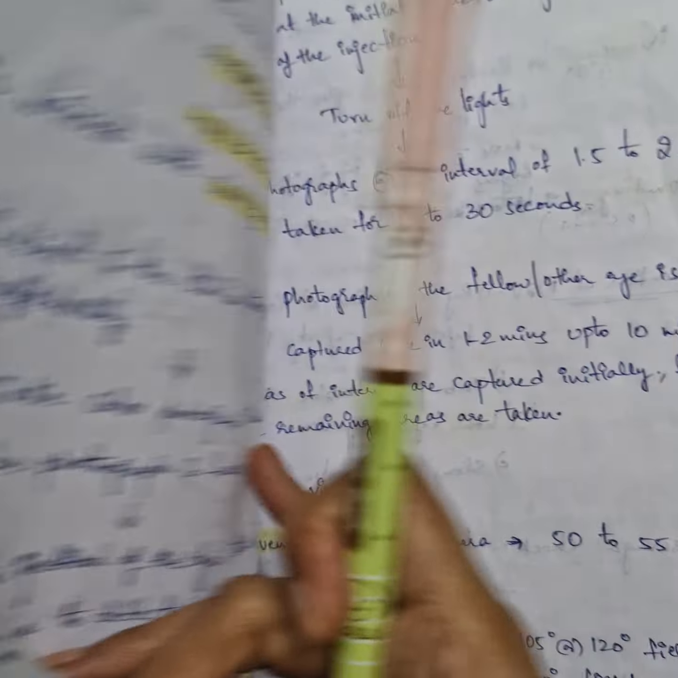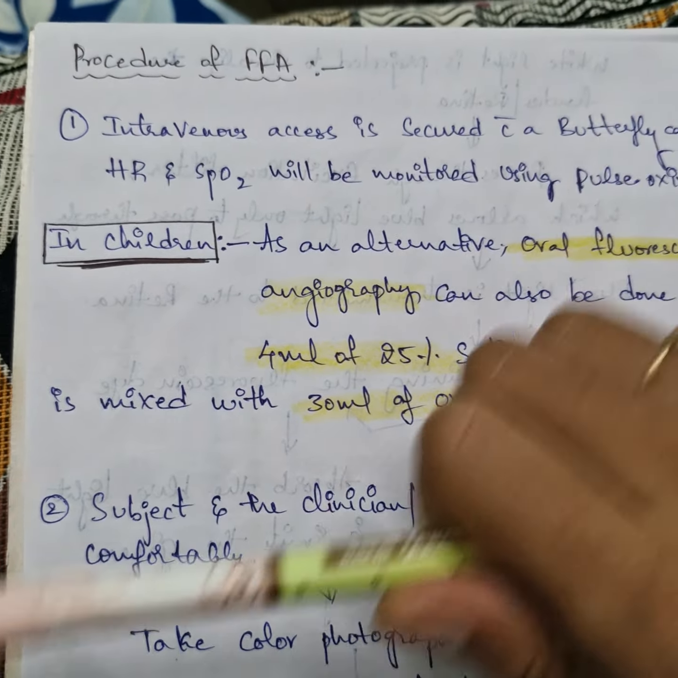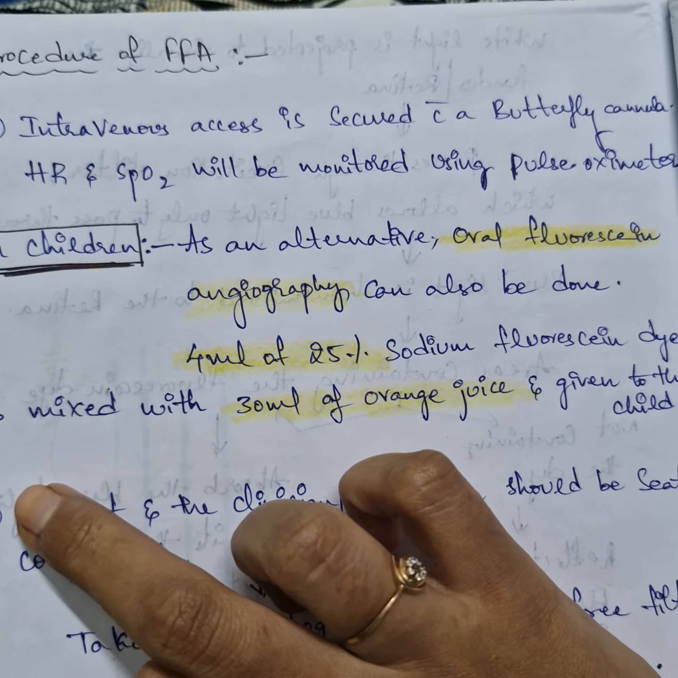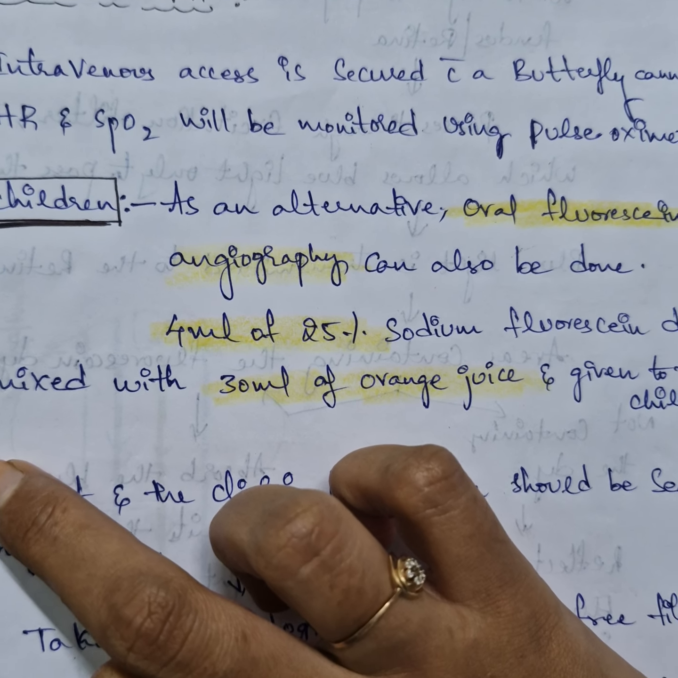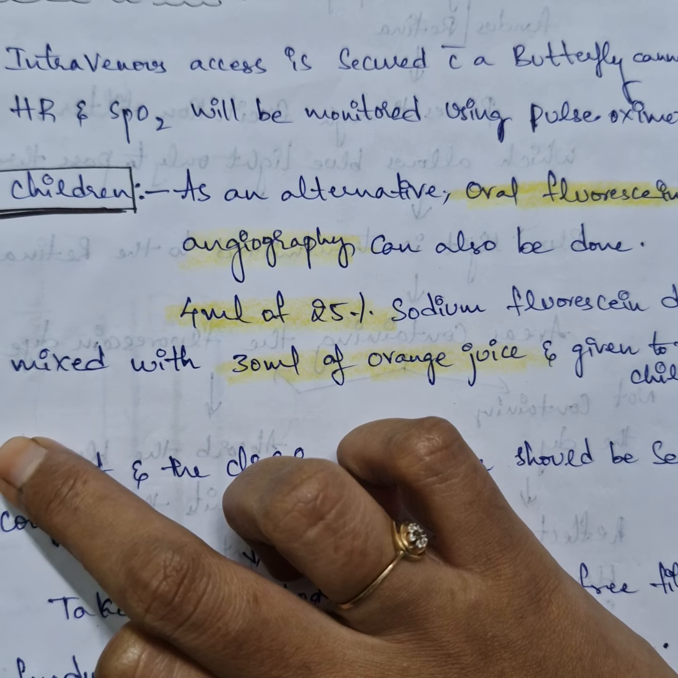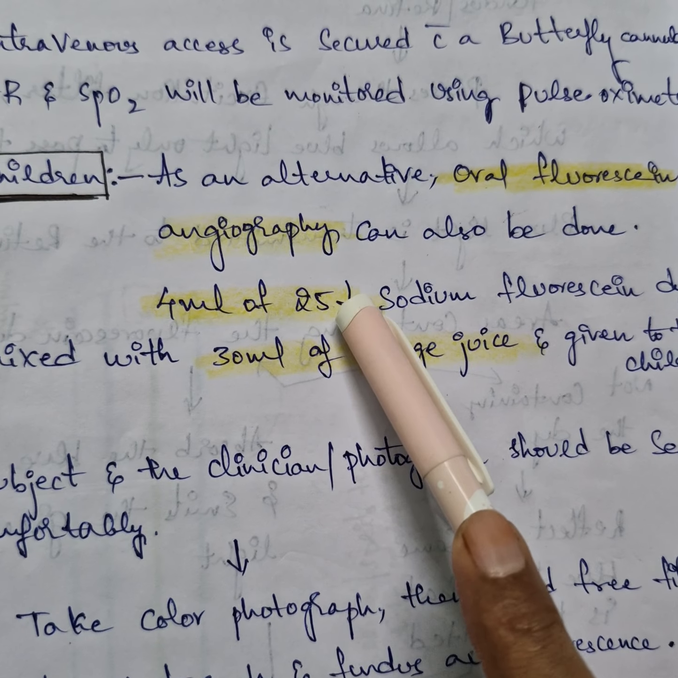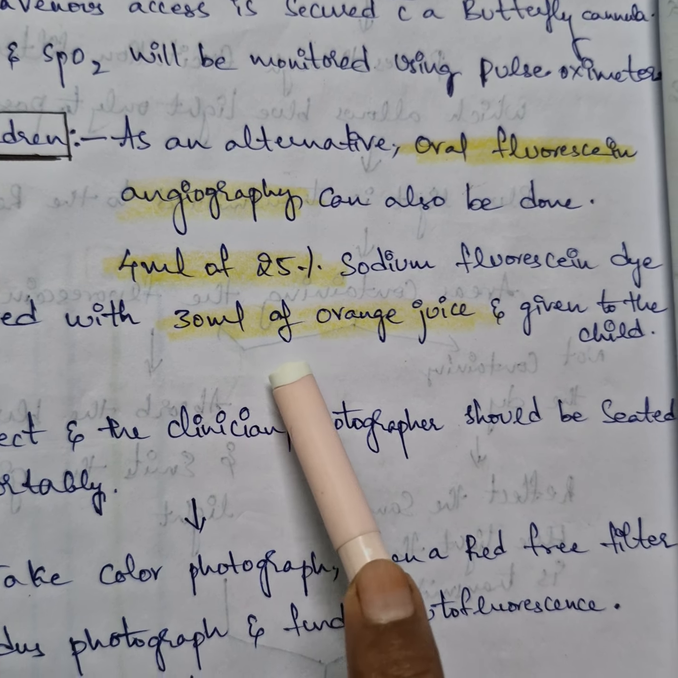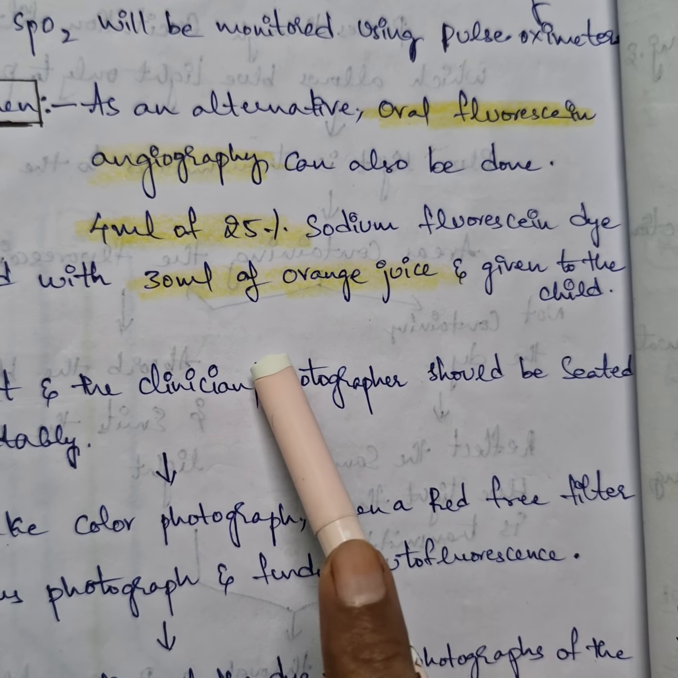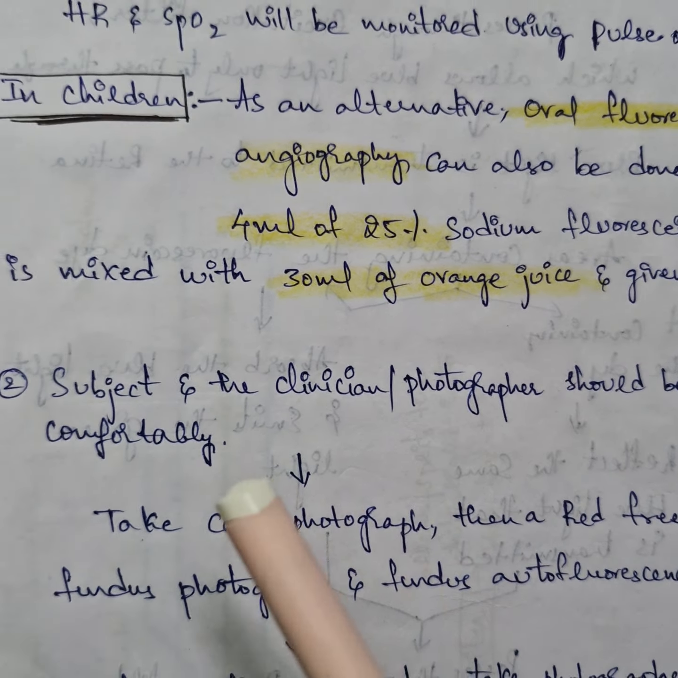Okay. Now we'll come to the actual procedure of FFA, how it is done. First we secure intravenous access with a butterfly cannula, and heart rate and saturation are monitored using a pulse oximeter. In children we can use oral fluorescein angiography as an alternative. In this we use 4 ml of 25% dye, mixed with 30 ml of orange juice, and given to the child to drink.